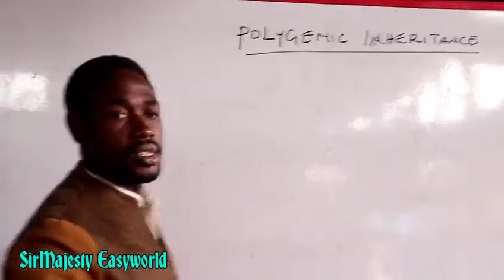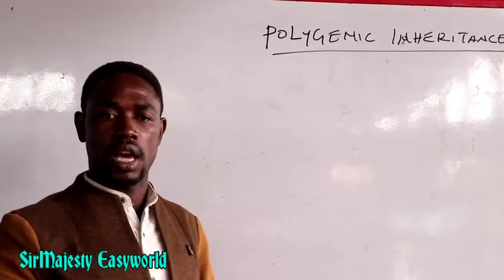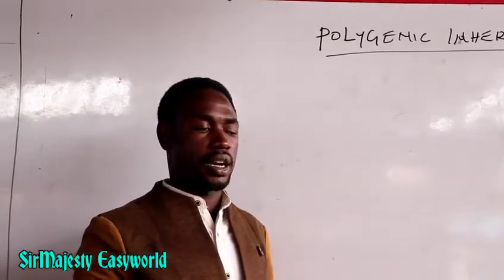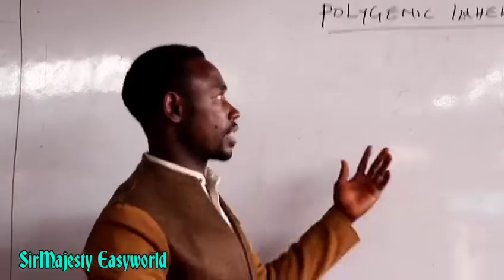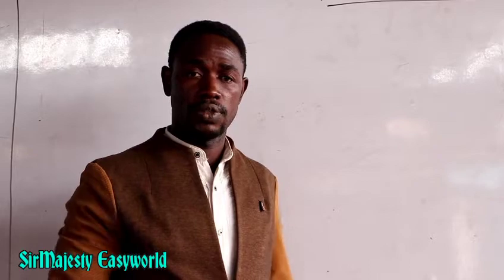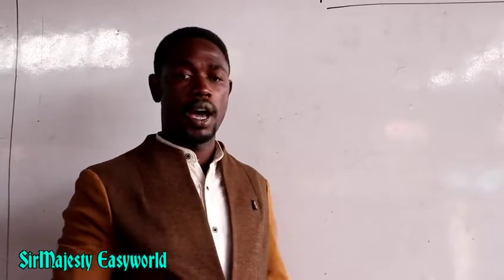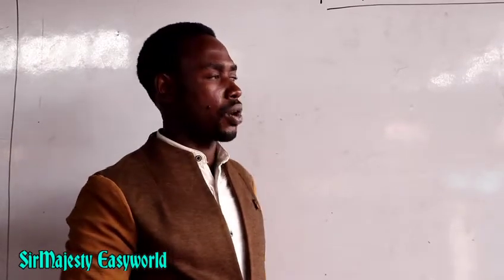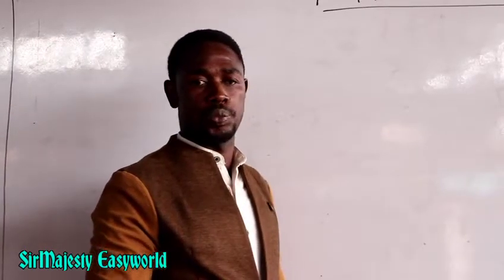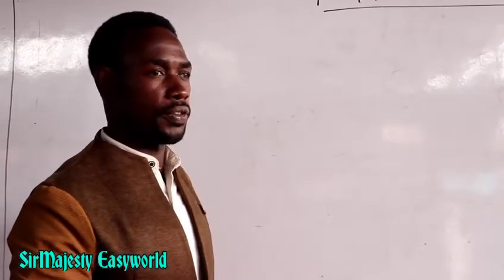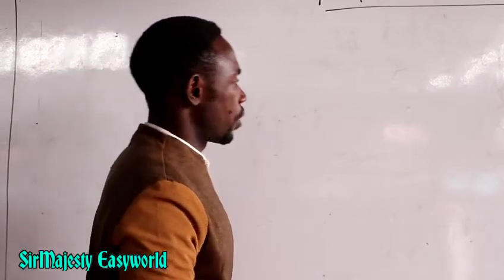Polygenic inheritance is just a type of inheritance whereby a particular character is controlled by more than one or two alleles. This is unlike Mendel's laws of genetics, normal Mendel, where we talk about monohybrid and dihybrid crosses. Here we are considering a character that is controlled by more than two pairs of genes, up to 3, 4, 5. So the crossing may be very difficult.